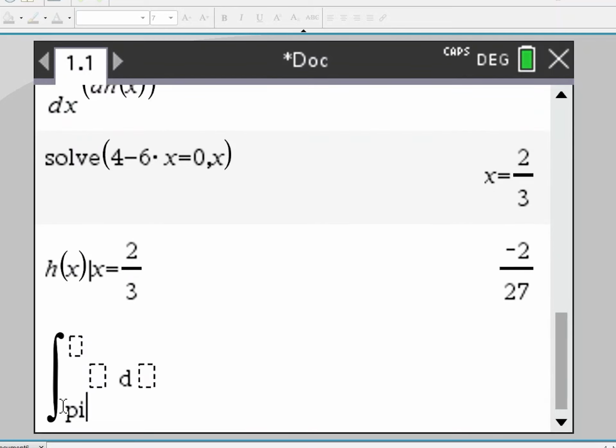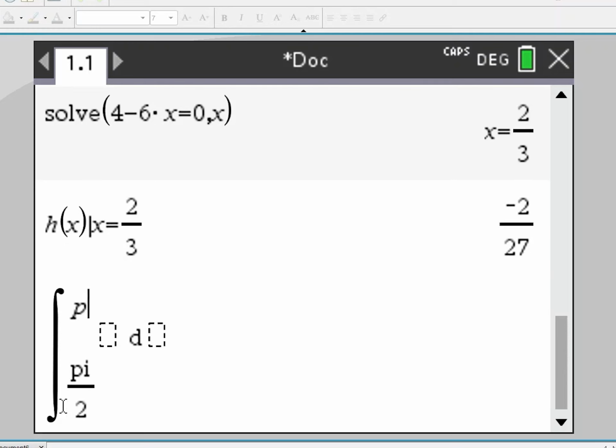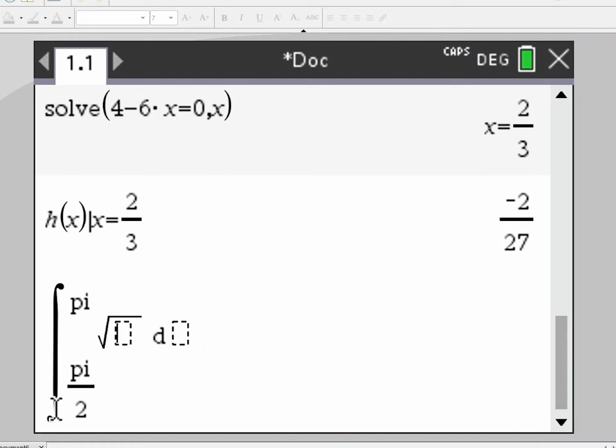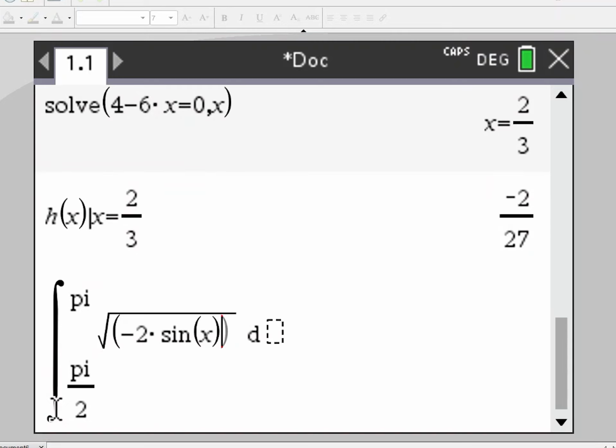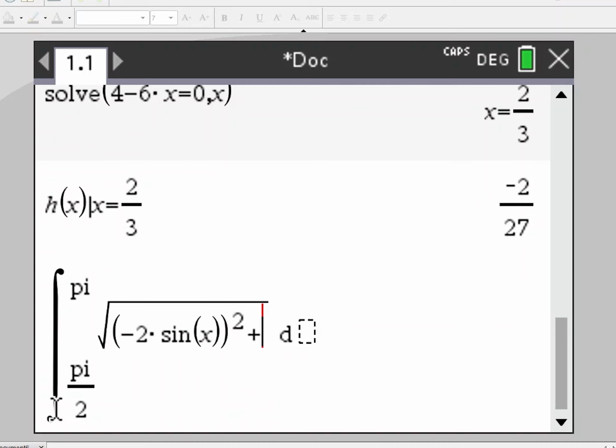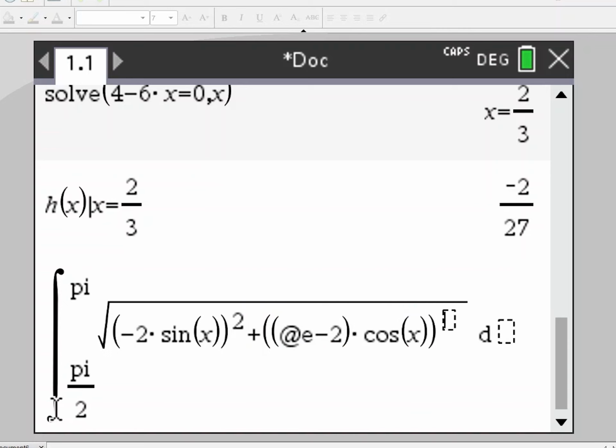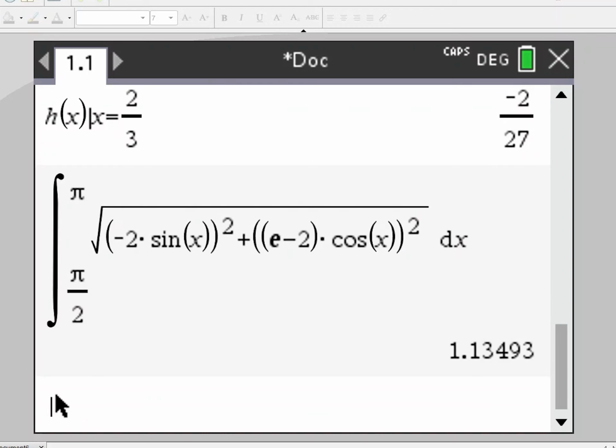So from 3 pi on 2 to pi, that is going to be the square root of (minus 2 times sine of x, I'm just going to use x) squared plus (e minus 2), the whole thing again, times cosine of x to the power of 2, dx. Press Control Enter.